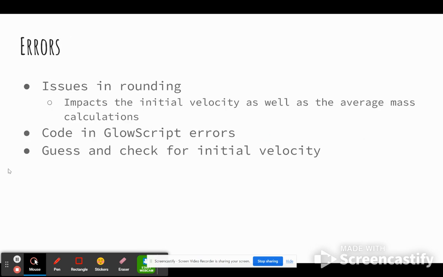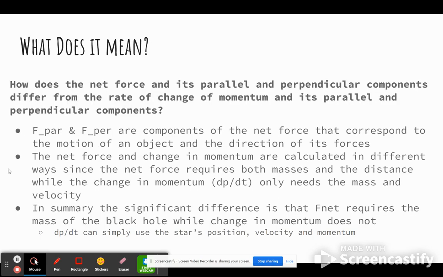Some errors could result from issues in coding, and that could impact the initial velocity as well as the average mass calculations. The code in GlowScript could have errors, and the guess and check for initial velocity could obviously be flawed. So what does it mean? How does the net force and its parallel and perpendicular components differ from the rate of change in momentum and its parallel and perpendicular components?